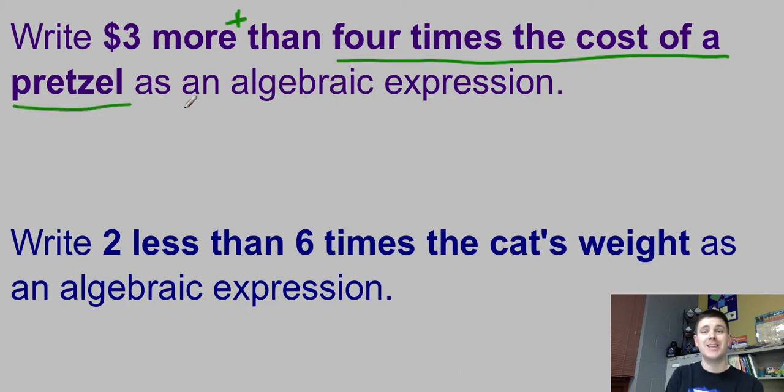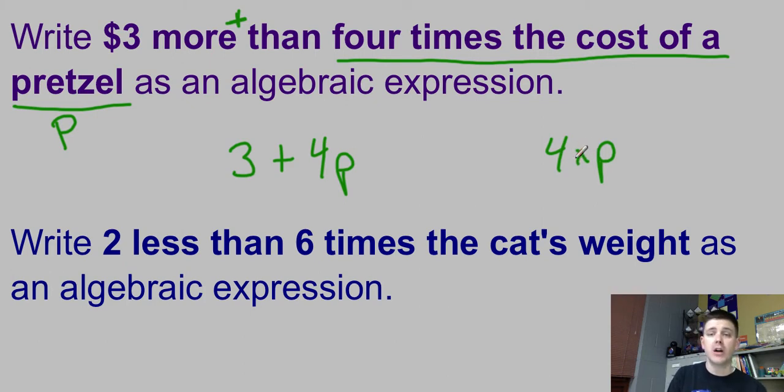So ask yourself, did they tell me the cost of a pretzel? No, in this case I don't know how much the cost of a pretzel is. So whenever I don't know something, that's where I put in my favorite variable. So 3 more than 3 plus 4 times the cost of a pretzel, or 4 times p. Here's where some of us are going to have different things, and this is where you're going to need to go back and change it. I don't want to see 4 times p, because now I don't know if that x is a multiplication sign or if it's a variable in there.